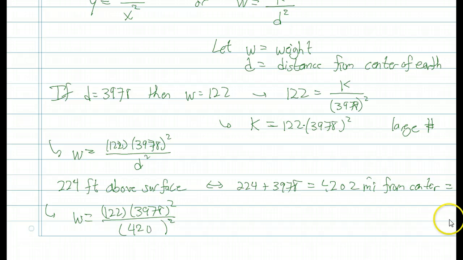Well, plug it in for D and then compute. If you plug in D is equal to 4,202 and then use your calculator to approximate this answer, you're going to get this is about 109.339. Okay, continue to write it out if you want to, but that's the answer to our question.